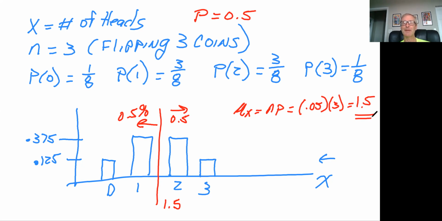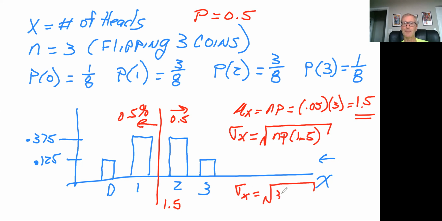So let's calculate the standard deviation. The standard deviation is the square root of n times p times 1 minus p. Running out of a little room here, but it would look like this: square root of 3 times a half times another half, 0.5. Then you take the square root of that.